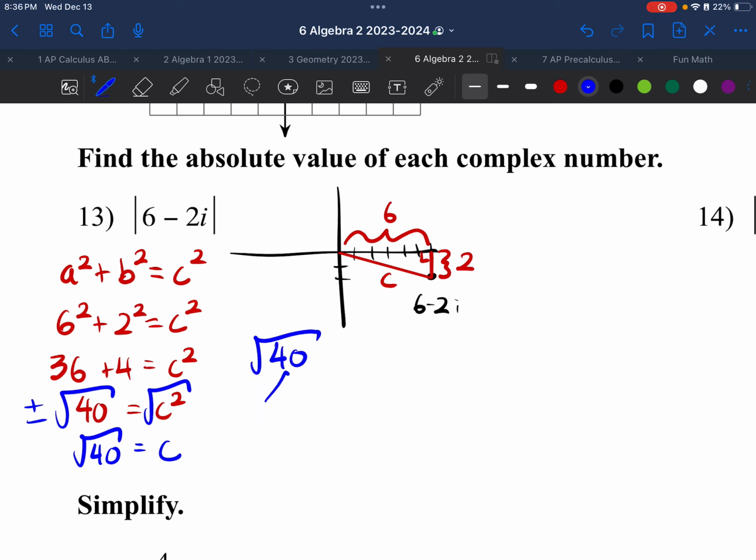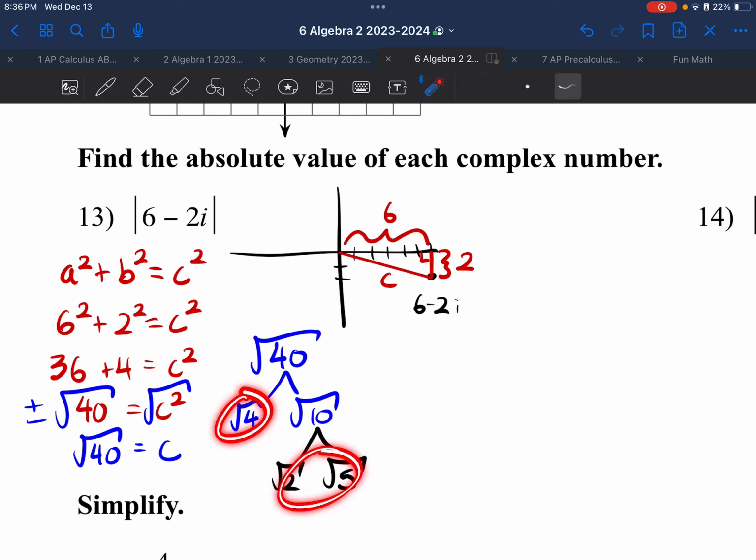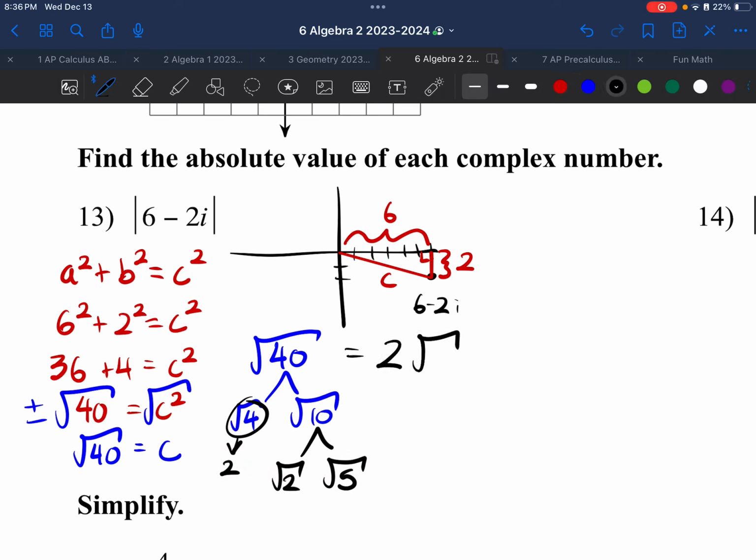The square root of 40 is also known as the square root of 4 times the square root of 10. The square root of 10 doesn't have any perfect squares, and to prove that to you, I can say this is the square root of 2 times the square root of 5. None of these are perfect squares. However, the square root of 4 is a perfect square. I can cross this one off and say this one turns into 2. Multiplying these three pieces together gives me 2 square root of 10 for my final answer.